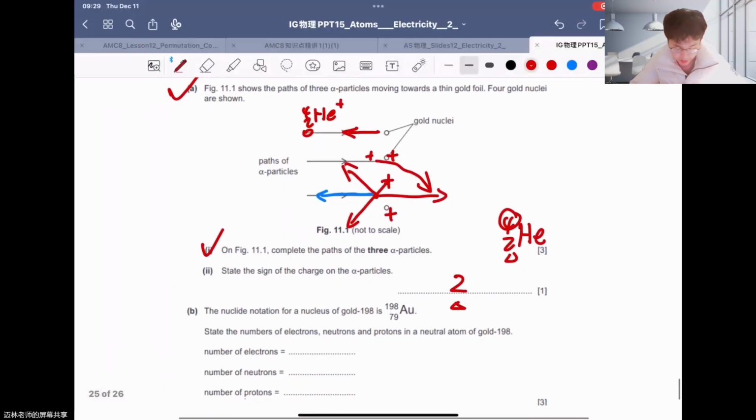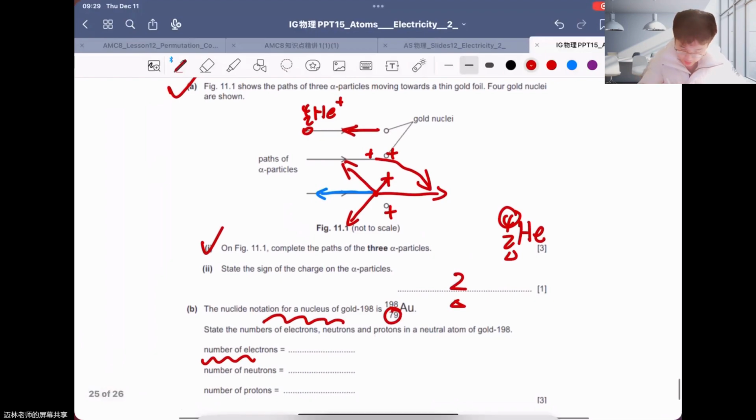And for B, you can find the nuclear notation for the nucleus of gold-198, which is 198, 79, gold. Here it says find the number of electrons, neutrons, and protons in a neutral atom of gold-198. So first is the number of electrons, right? For the number of electrons, we can say, oh, right here, we have the same number as the proton number, so here it is 79.